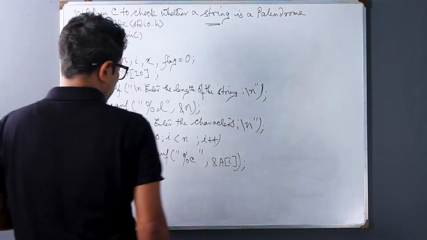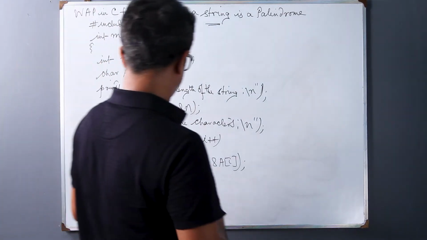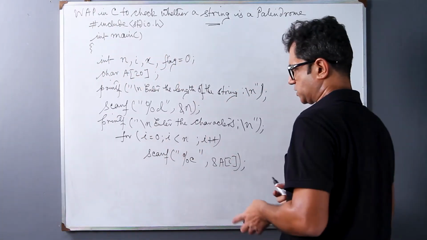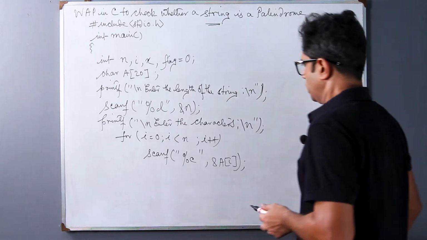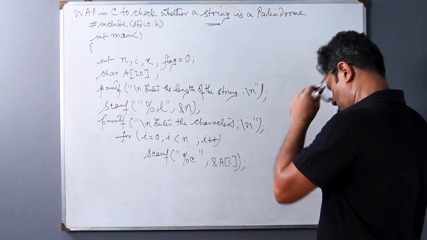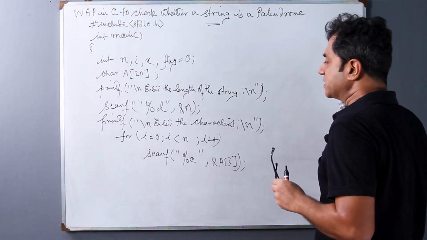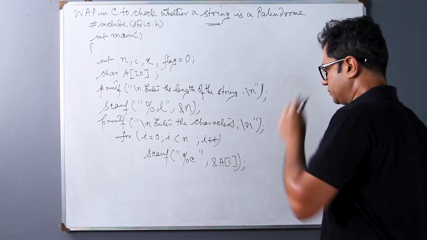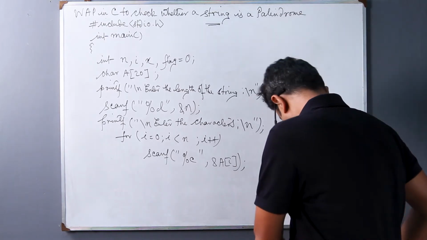So now we are going to check whether the string entered by the user is a palindrome. So let us get started with the logical section of the program, and let me write this.